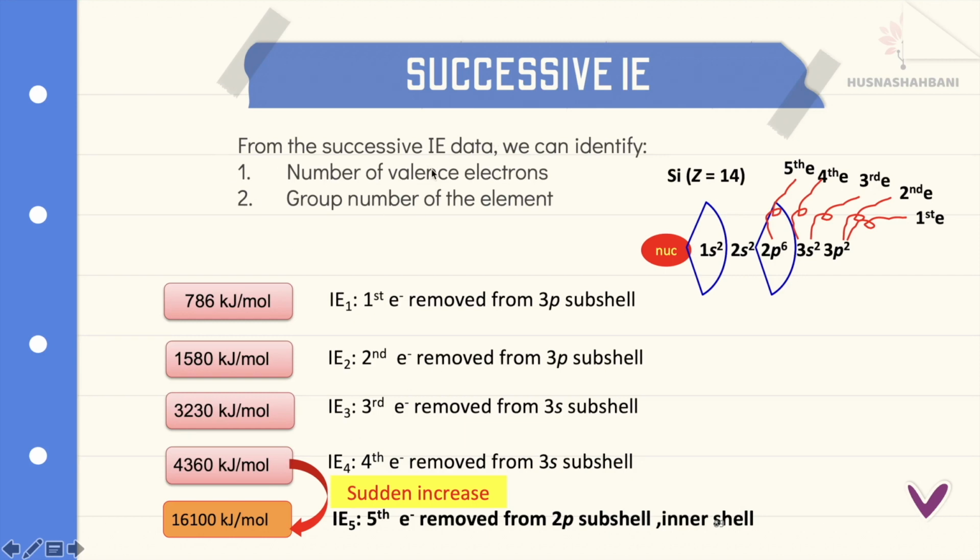So from here you can know the number of valence electrons. Looking at the trend, there is no sudden increase in the first, second, third, and fourth, and a sudden increase at the fifth. It means you have 4 valence electrons, because the fifth is an inner electron. When you know you have 4 valence electrons, you can know the group of the atom.